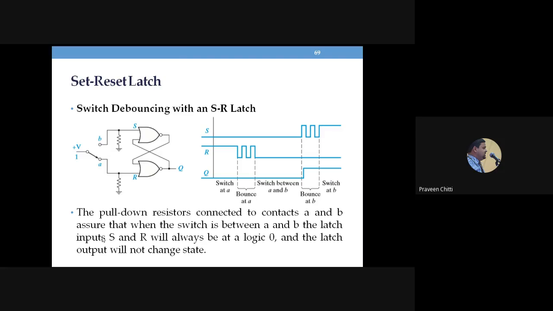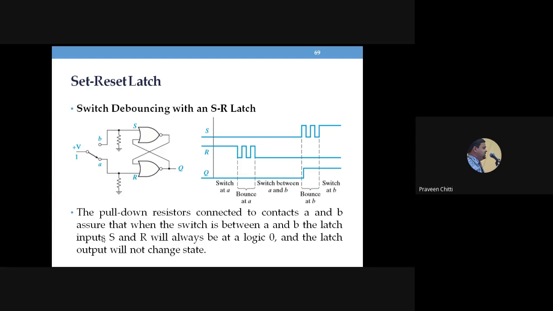Okay, switch debouncing with SR latch, that's what we are discussing here. You can see the arrangement: we have used one mechanical switch. The mechanical switch can be connected to either +5 volt or 0 volt, that means either logic 1 or logic 0. And we have used two pull down resistors. Under normal operating conditions, both the inputs S and R will be pulled down to 0. That's why those resistors are called pull down resistors. These pull down resistors ensure that contacts A and B are connected to ground, so both will be 0.